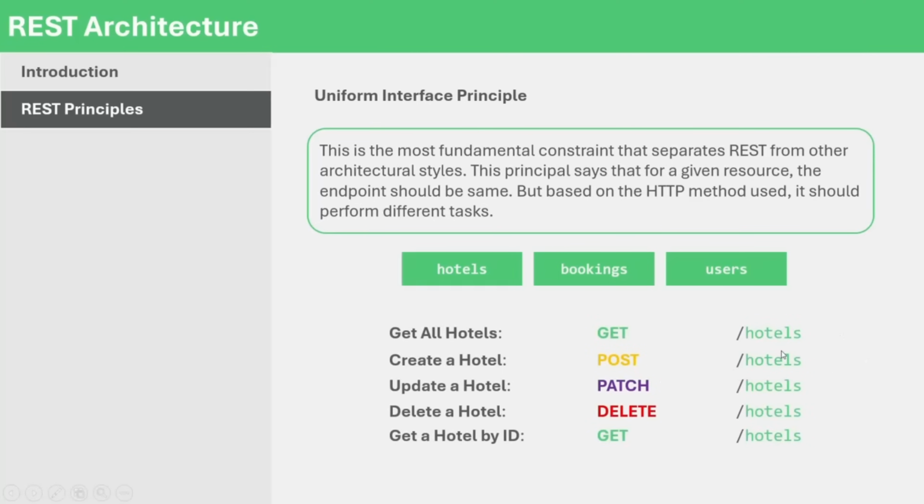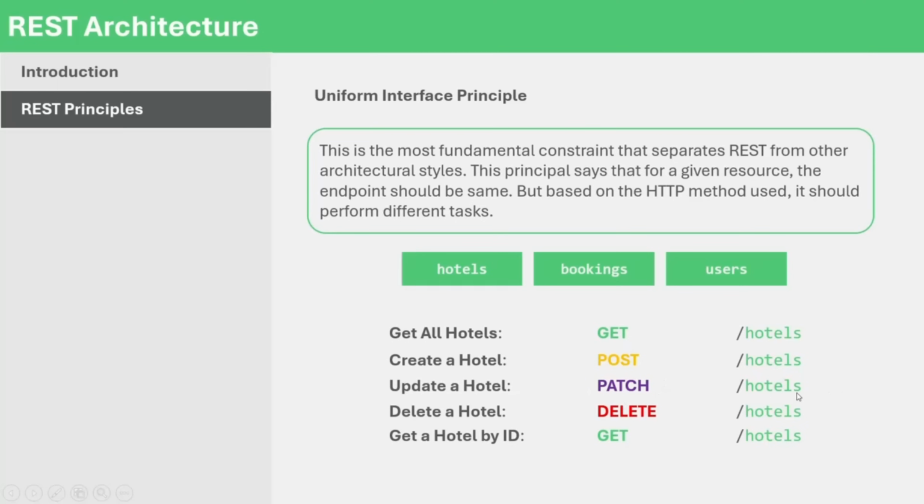Here you will notice that for each of these actions, for getting all the hotels or creating a new hotel or updating a hotel or for deleting a hotel or getting a hotel by its ID, for all of them, we have a uniform endpoint and the endpoint is /hotels. The only thing which is changing is the HTTP method which we are using. So for example, for getting all the hotels, we are using the GET method. If I want to create a hotel, then the HTTP method is POST, but the resource is still hotels. Now, in order to update a hotel, the HTTP method is PATCH.